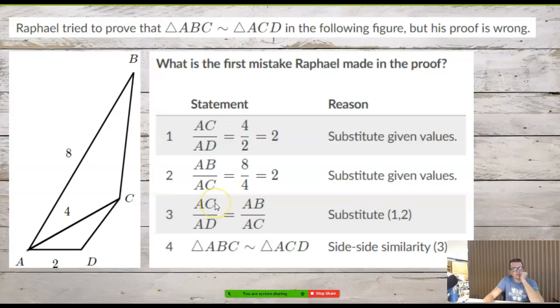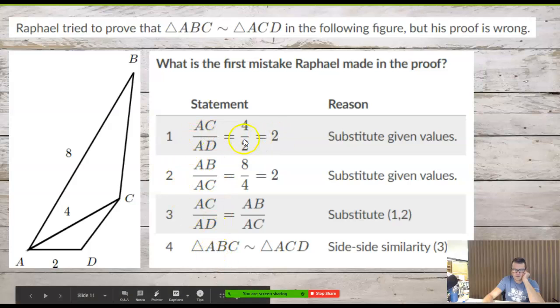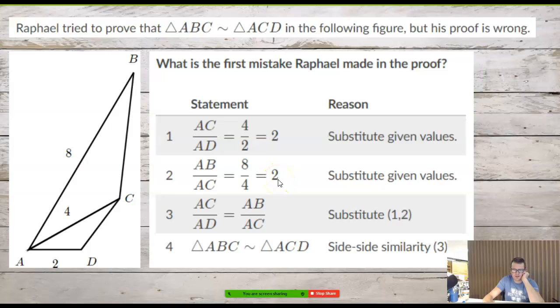So then they do AC over AD, AB over AC. Guys, is everything that he's said true? Like, is that ratio 2 to 1? Is this ratio 2 to 1? Margaret, what do you think? Told you guys I was just going to call on people kind of randomly today.